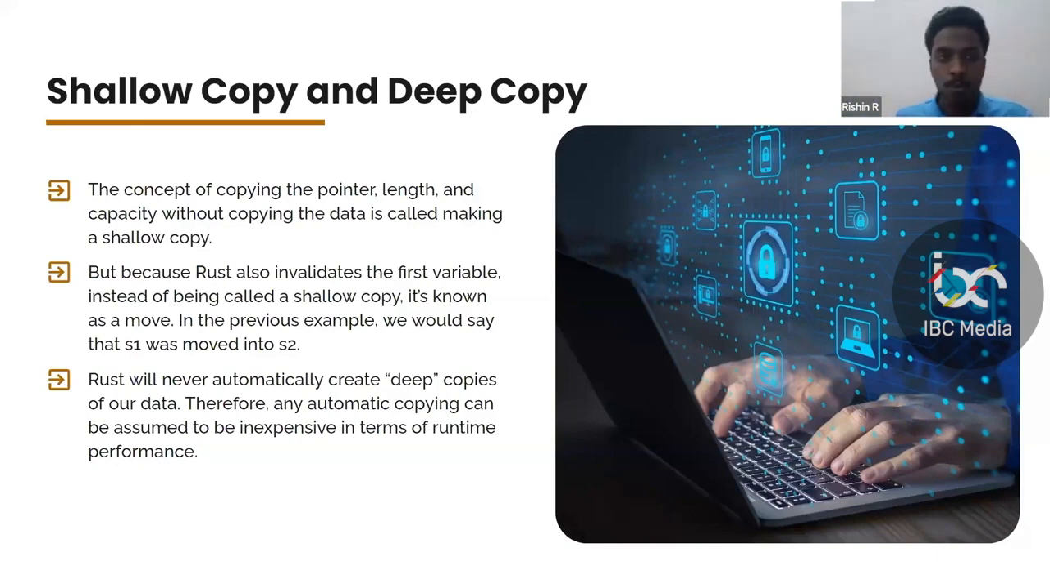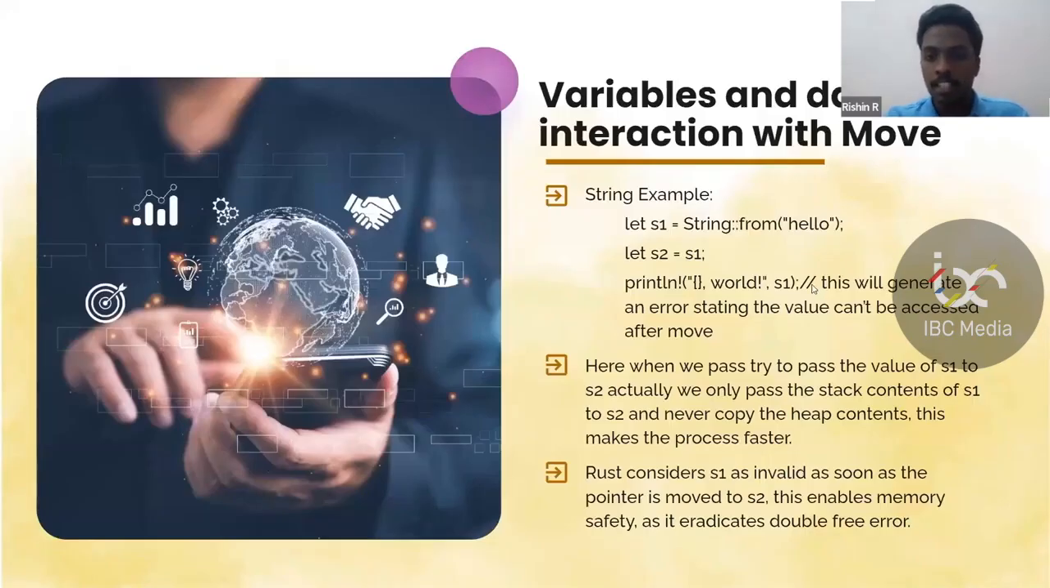So when you use move, what happens is, see here, when you create an S1 and then you pass it to S2, this will generate an error stating this cannot be accessed. When we try to pass the value of S1 to S2, we are actually only passing the stack contents of S1 to S2 and never copying the heap contents. Okay, so you're only copying the stack contents, and by stack contents, you are copying the pointer.